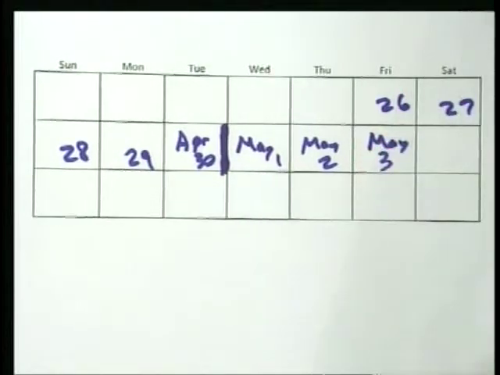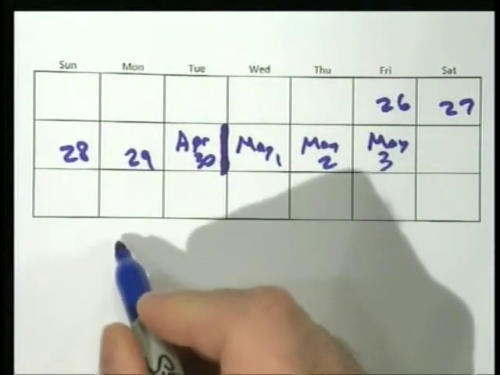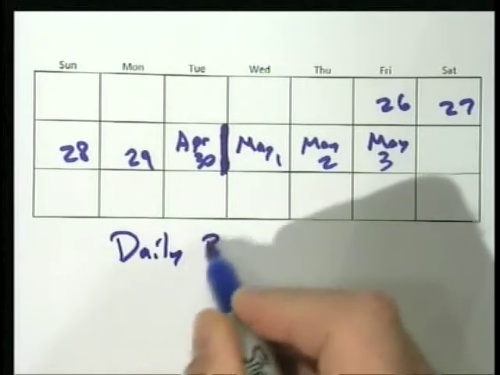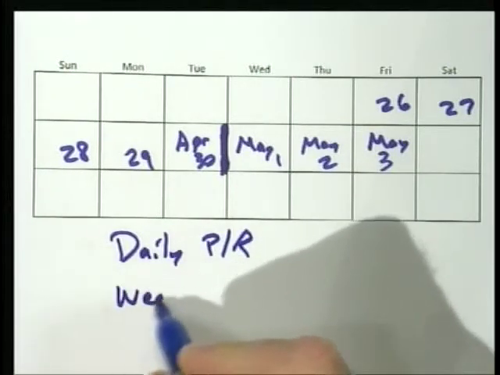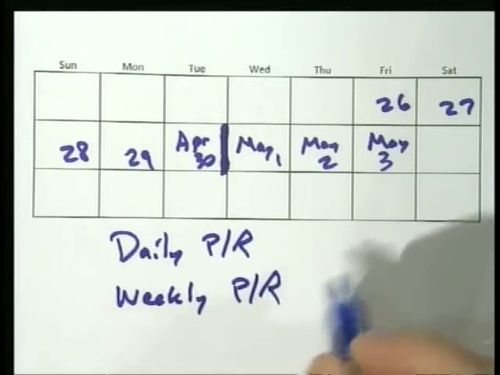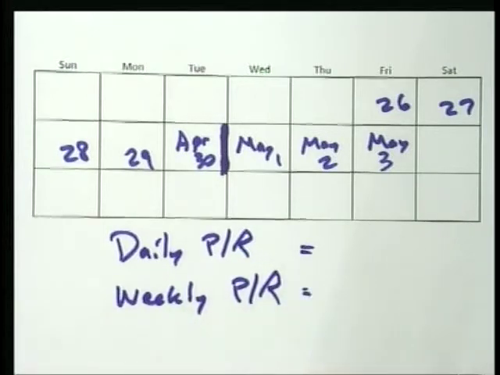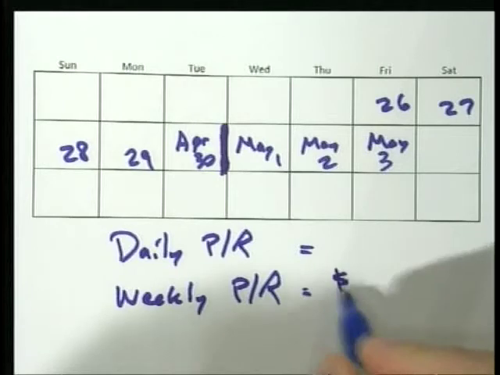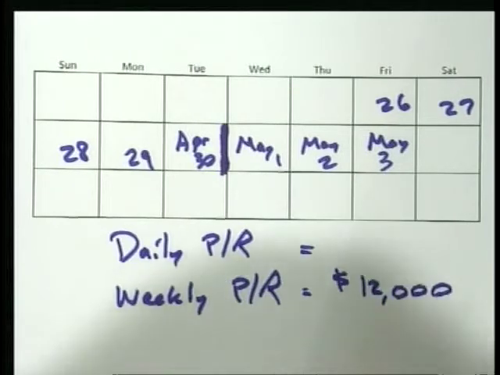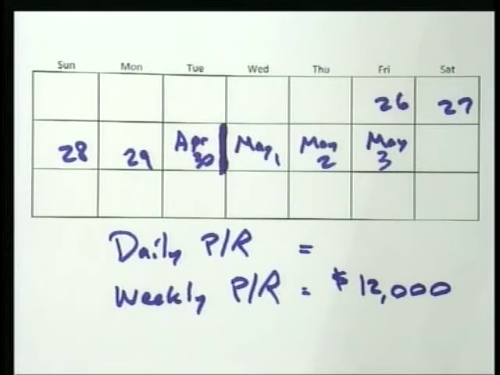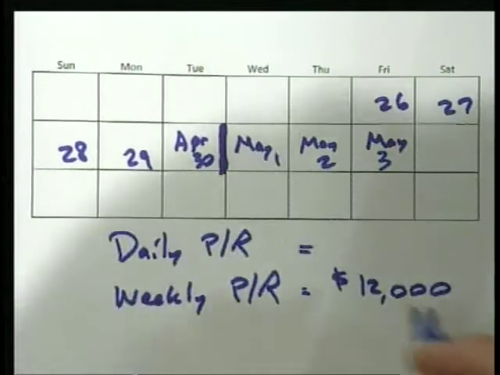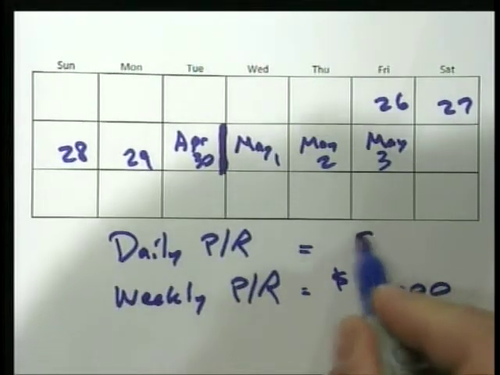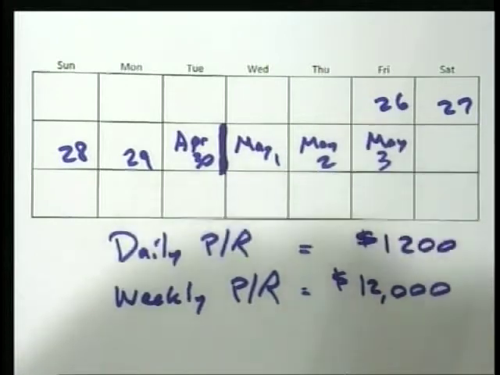Correct? Now, the other thing that I think is always helpful to know here is I always write what is the daily payroll and what is the weekly payroll if they work all 5 days. Okay. What does it tell us is the weekly payroll for all the employees together? 12 grand. So what does that mean then the daily payroll is? How'd you get that? Divide by 5. The daily payroll is $1,200. Okay?